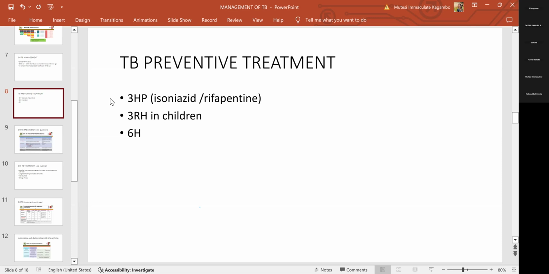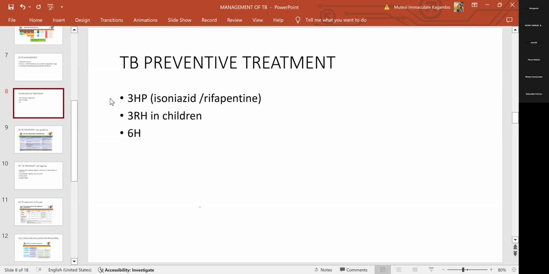Some preventive treatment. Health workers need this preventive treatment. Patient caretakers need this preventive treatment. HIV patients need this preventive treatment because anytime they can get full-blown disease if their immunities are compromised. So we basically have 3 drugs that can be used to eradicate this dormant TB from our alveoli.